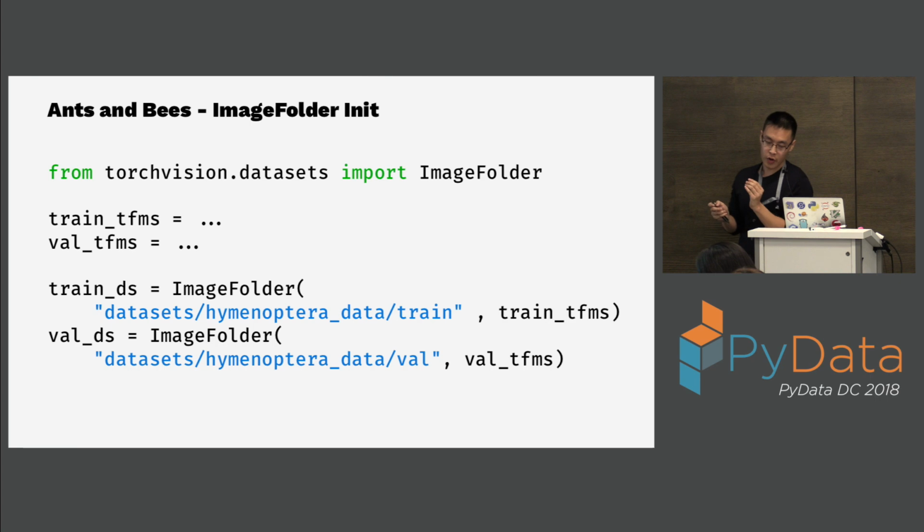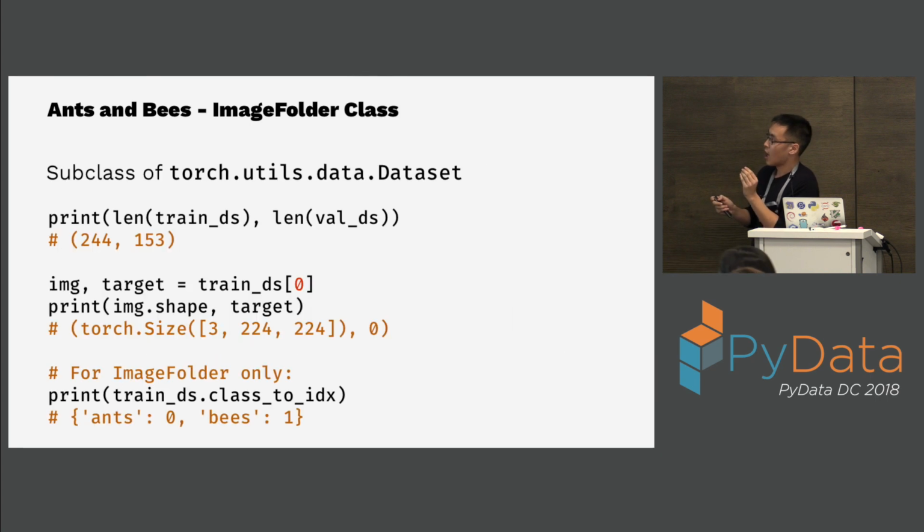The image folder is a subset of Torch's dataset object. It acts just like a list. You call length on it, and it gives you the length. You could index it, and it spews out a tuple where the first value is the image, and the next value is the target. And in this case, the target is 0. And 0, in this case, represents ants, and 1 represents bees.